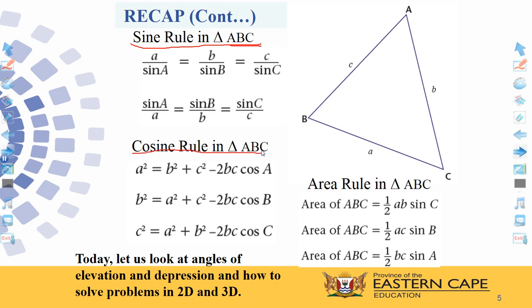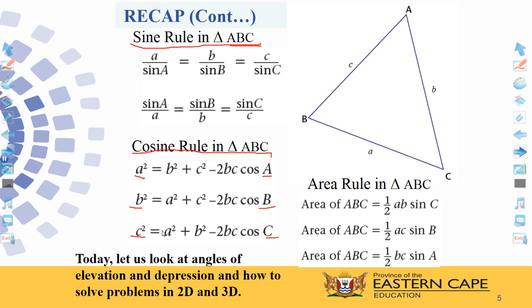Then cosine rule in triangle ABC: you start as if you are writing Pythagoras theorem. Remember, if you start with a, then the angle will be A. If you start with b, then the angle will be B. If you start with c, then the angle will be C. So in triangle ABC, you have a. What are you left with? b and c. So it's a squared is equal to b squared plus c squared, and then minus 2bc cos A, because the subject of the formula was a. b squared is equal to a squared plus c squared minus 2ac cos B, because the subject of the formula was b.